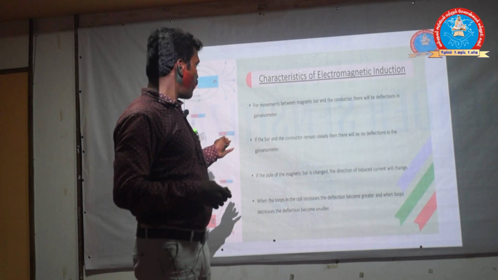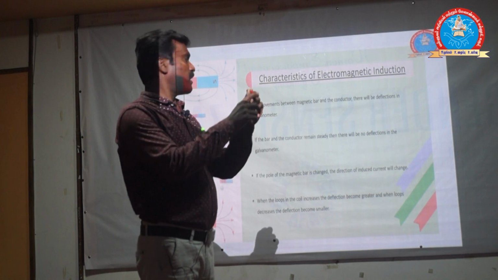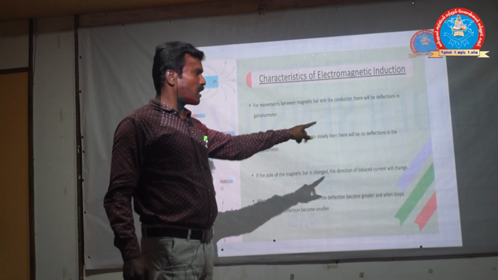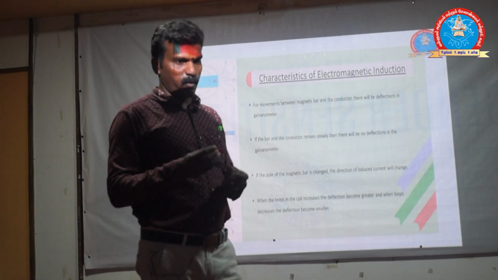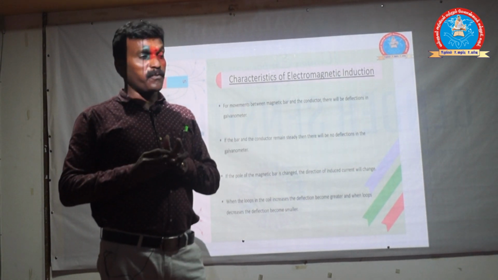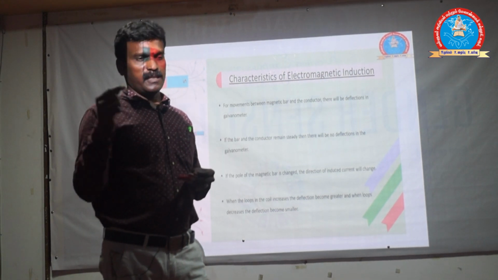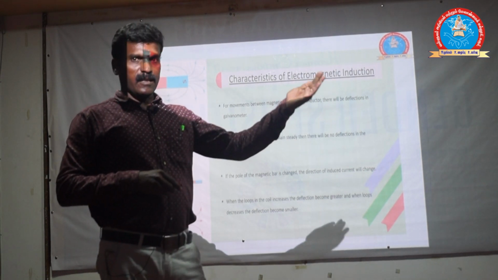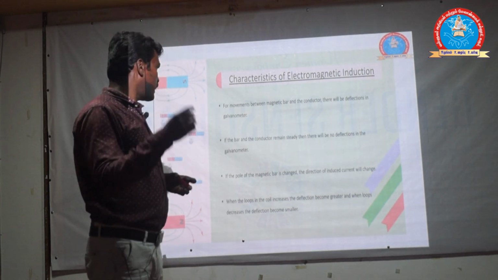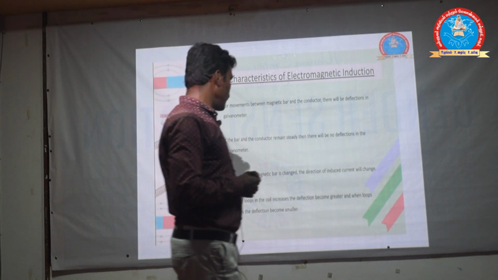If the pole of the magnetic bar is changed, the direction of the induced current will change. We already know the south pole and the north pole. Now we insert the magnet into the coil, and the deflection goes from right to left. Then we change the pole and insert it into the coil, and the deflection will be on the opposite side. When the loops in the coil increase, the deflection becomes greater, and when the loops decrease, the deflection becomes smaller.